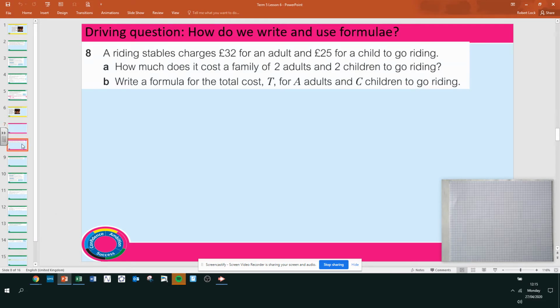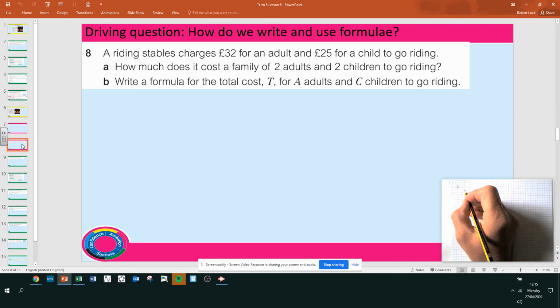Question 8. A riding stables charges £32 for an adult and £25 for a child to go riding. Pause the video, work out A and B, press play when you've done. And we do that for all the questions. So, a riding stable charges £32 for an adult and £25 for a child to go riding. How much does it cost a family of 2 adults and 2 children to go riding? A.